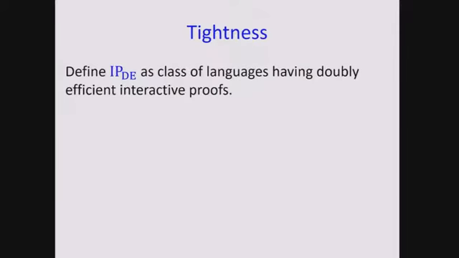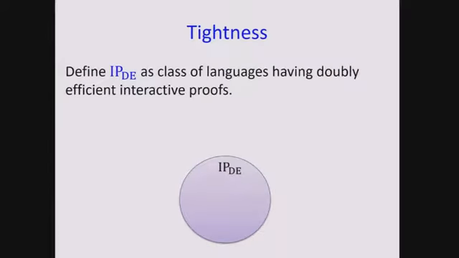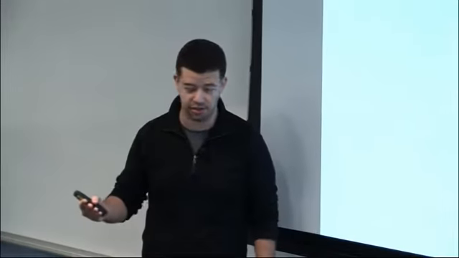So let's just define the complexity class IP sub DE as the class of languages that have doubly efficient interactive proofs. Okay, so we have this nice complexity class. Our main result shows that it contains all languages that you can compute in time poly(n) and space n to the delta. So this is our main result.